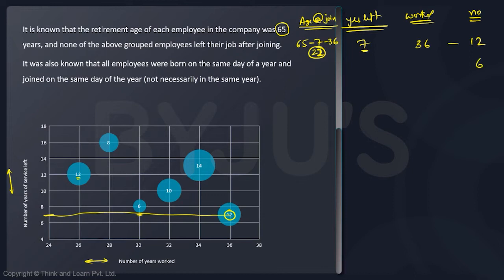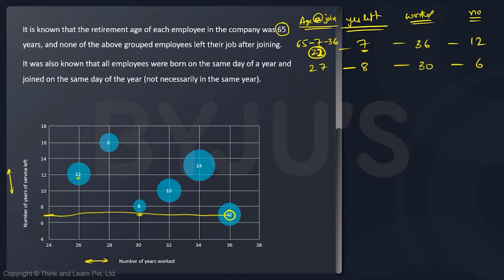So there are 6 people like this. Okay, 6 people, they have worked for 30 years. They have 8 more years left. So at what age did they join? So 65 minus 38. So we need to find out what is the value of 65 minus 38. So that will be 27 years.